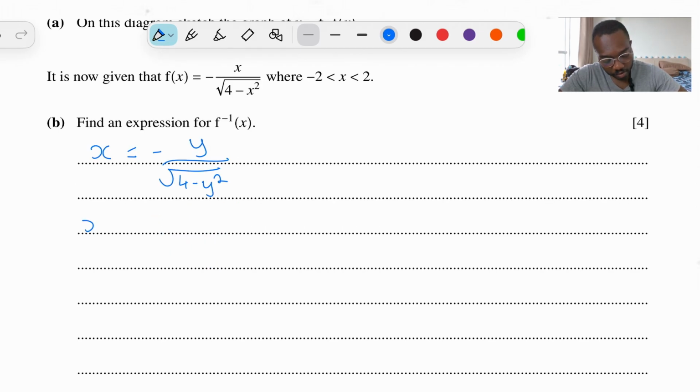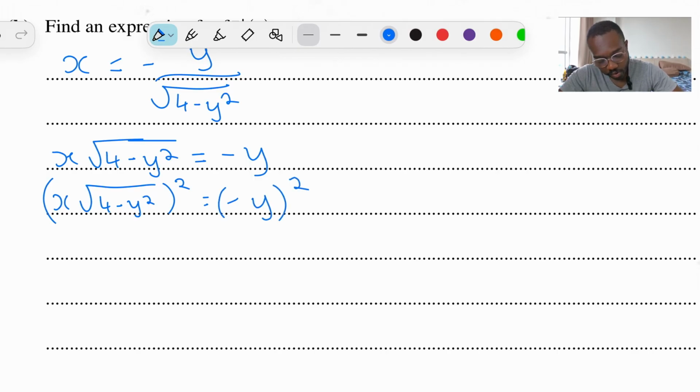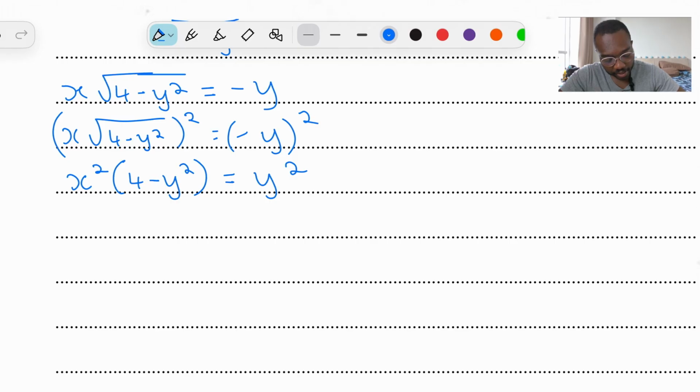By doing this, I'm going to multiply that square root, so we get x times the square root of 4 minus y squared, and that would equal minus y. Then I'm going to square both sides, so we get the square root of 4 minus y squared, all of that squared, is equal to minus y all squared. So that'll give me x squared times 4 minus y squared, and that's equal to a positive y squared. And now we get 4x squared minus x squared y squared is equal to y squared.